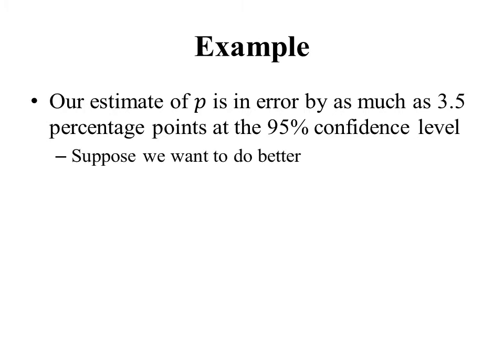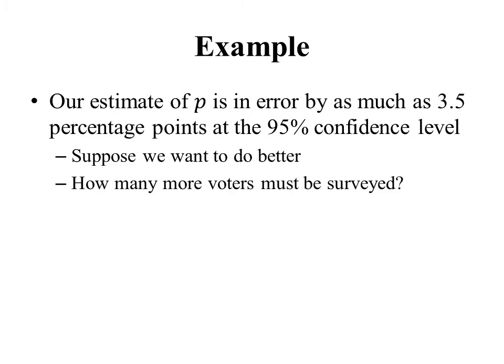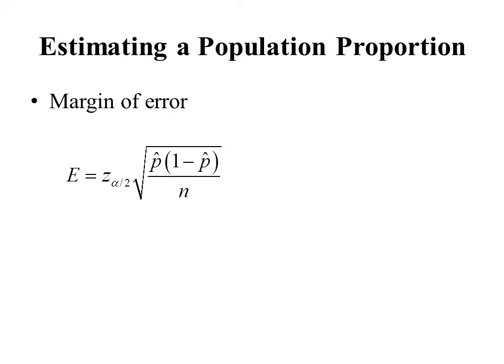So a pundit may say, well, okay, that's a fine estimate, but suppose we want to do better. I would like a better estimate with a smaller margin of error. And so we're going to have to survey more voters to get a better estimate. But the question is, how many more voters do we need to survey? Do we need just 50 more voters? Do we need 500? Do we need 5,000? Just how many more do we need? Well, we're going to have to be a little bit more specific in our question. But let's start looking at the theory behind how we could calculate this.